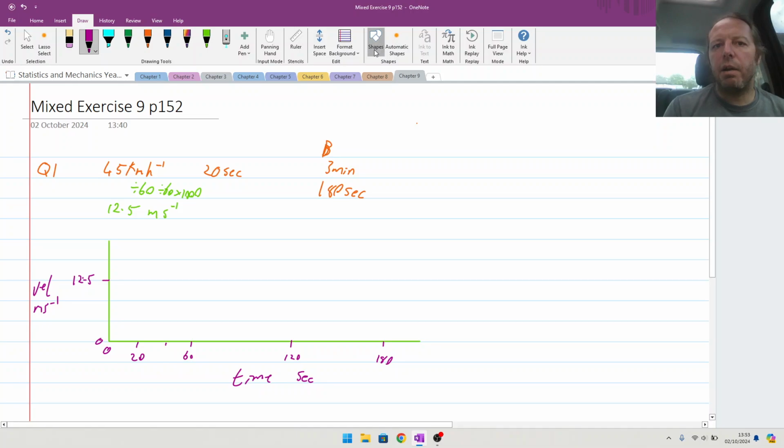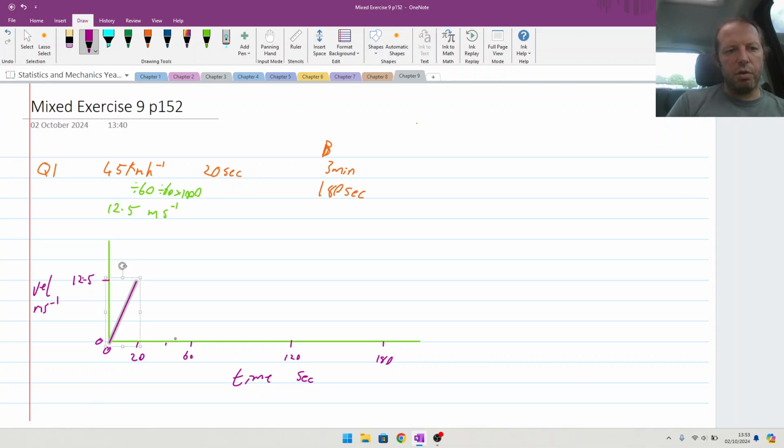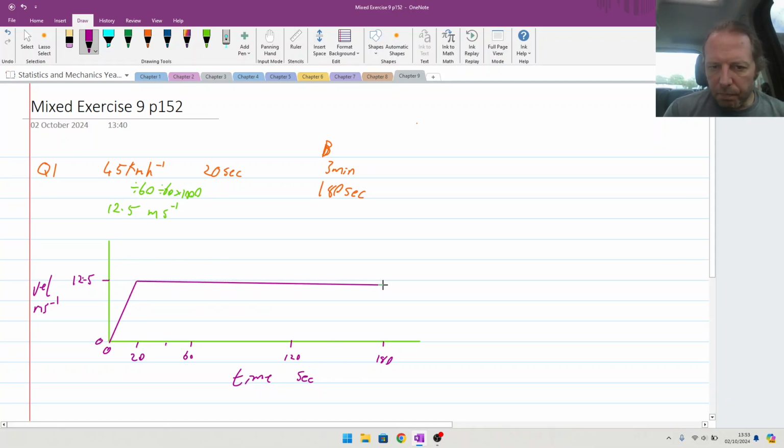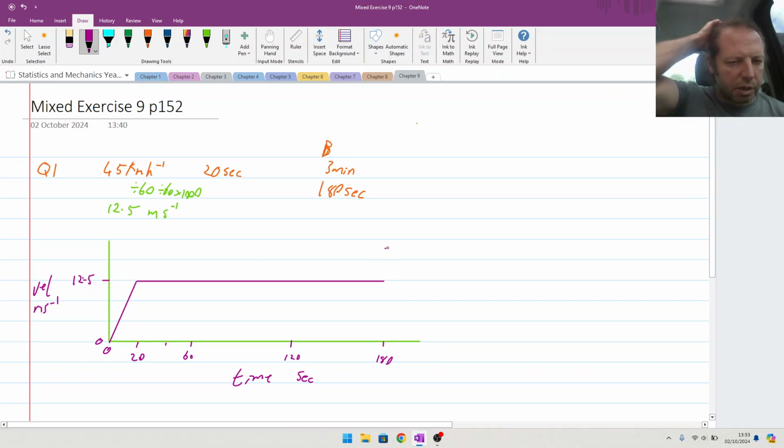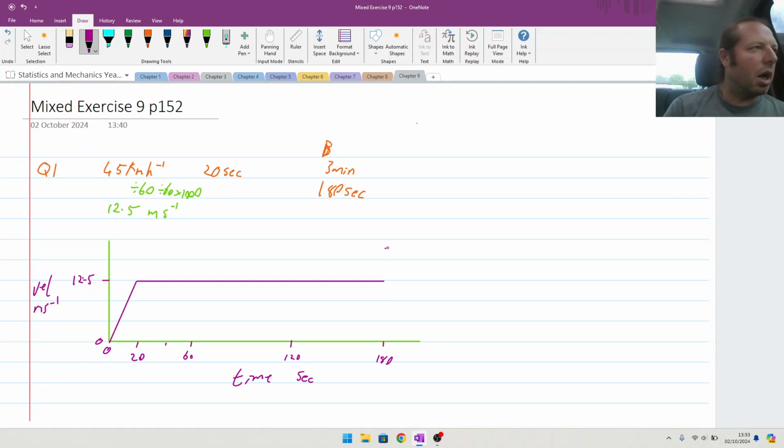Okay, now looking at the graph, we go from a stationary point and we accelerate in 20 seconds to 12.5 meters a second, and then we stay at that velocity constantly until 3 minutes, okay, from the point that we started. All right, next part.